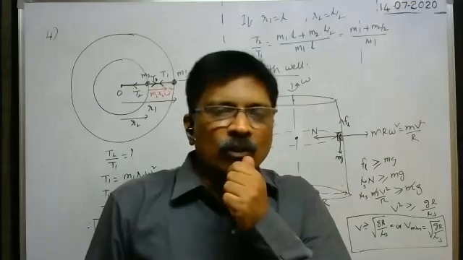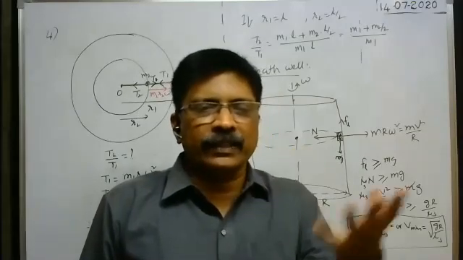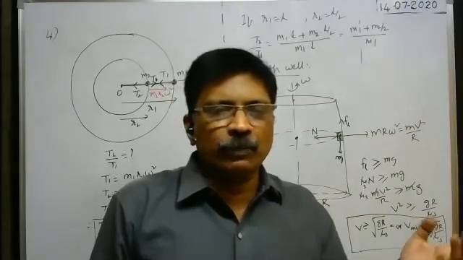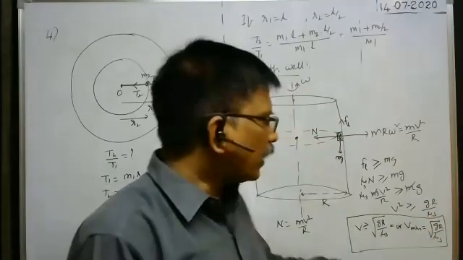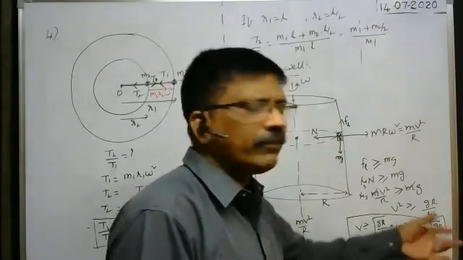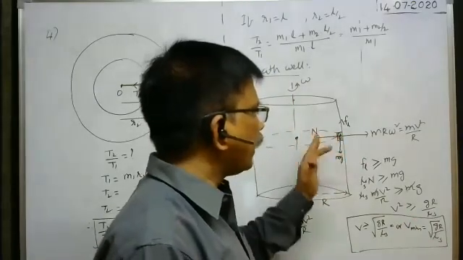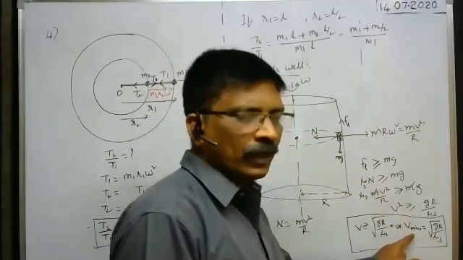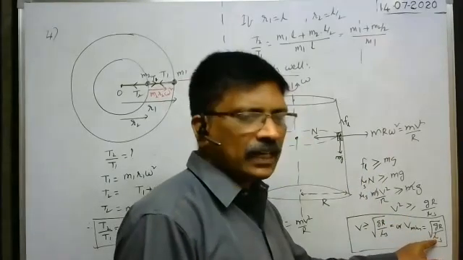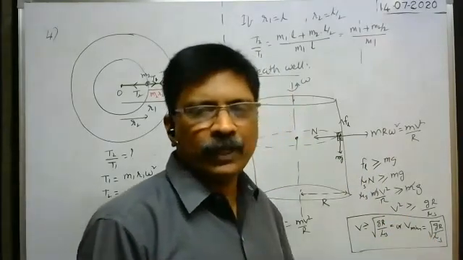How do we know the coefficient of friction? It will be given by them. Suppose they ask to find the coefficient of friction, the remaining will be given. The maximum speed with which the body can rotate is fixed. Then what should be the coefficient of static friction? They ask like that.